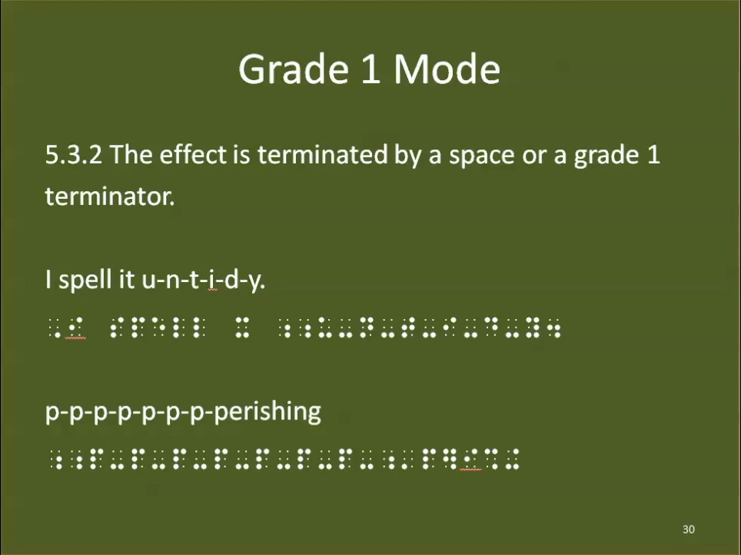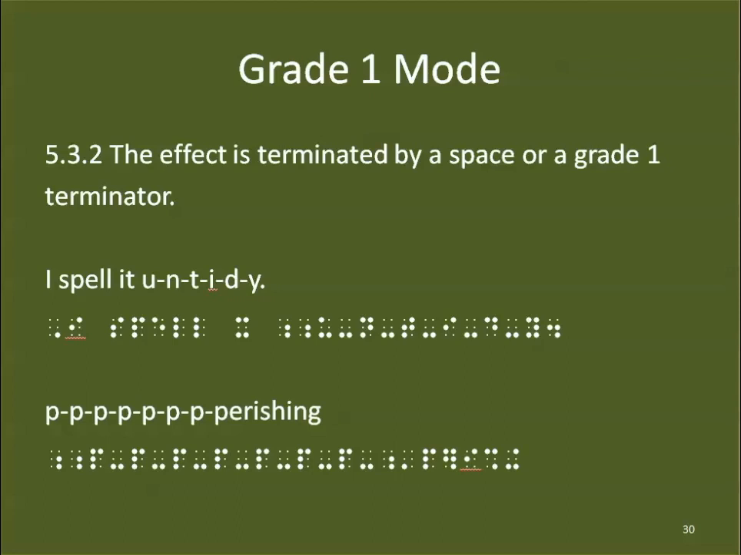But our next example, we have a whole bunch of P's before the word perishing. So we have our grade 1 word indicator there for all those P's. Don't read them as the word people, because all of those P's have either a space on one side and a hyphen on the other, or they have hyphens on either side. So they're all standing alone, and without that grade 1 word indicator there, they would be read as people, people, people, people. We don't want that. So we have a grade 1 word indicator there.